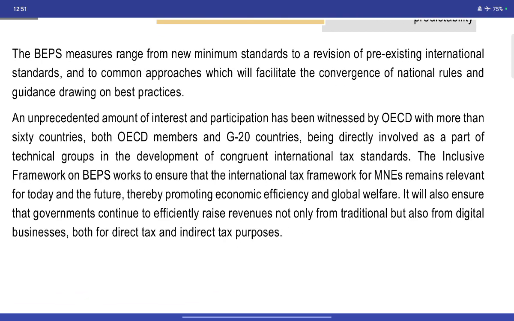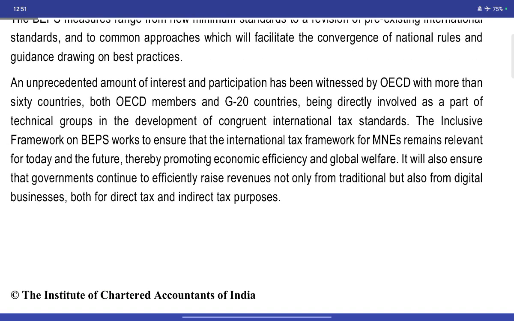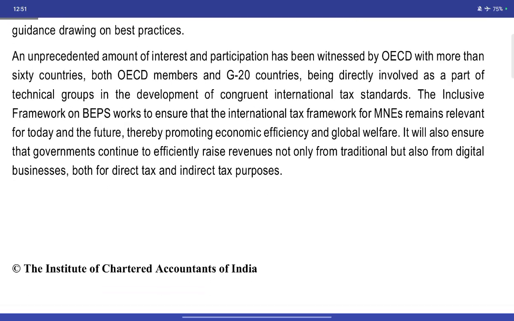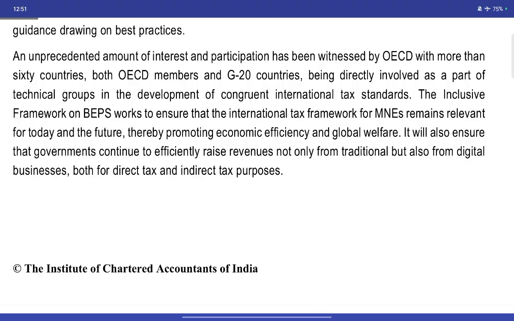An unprecedented amount of interest and participation has been witnessed in the OECD, with more than sixty countries. Both the OECD members and G20 countries are directly involved as part of technical groups developing a coherent international tax regime, including a framework on base erosion and profit shifting, to ensure the international tax framework for multinational enterprises remains relevant. Therefore, to promote economic efficiency and global welfare, it is to ensure that governments continue to effectively raise revenue, not only from traditional but also digital business, for both direct tax and indirect tax purposes.